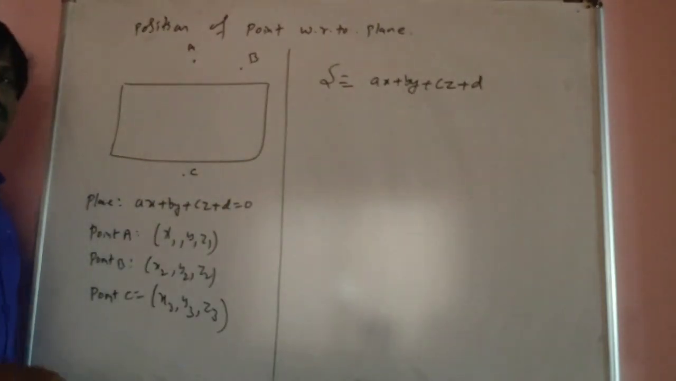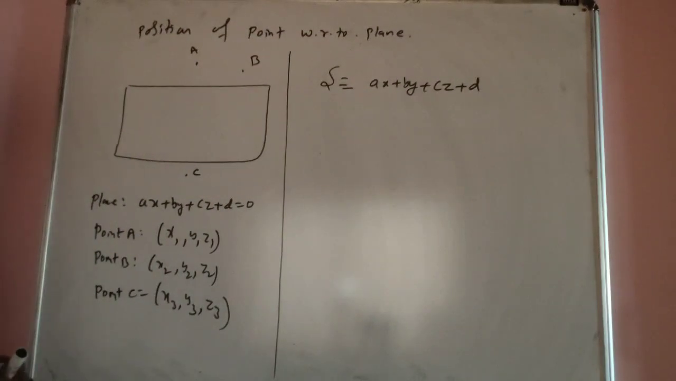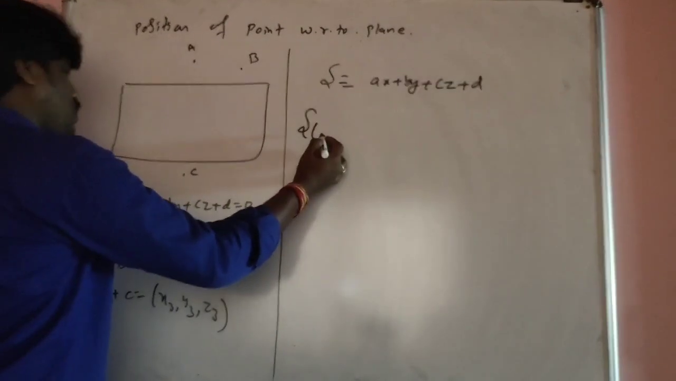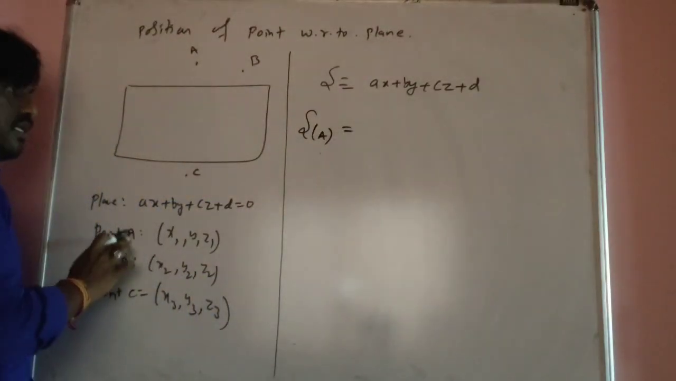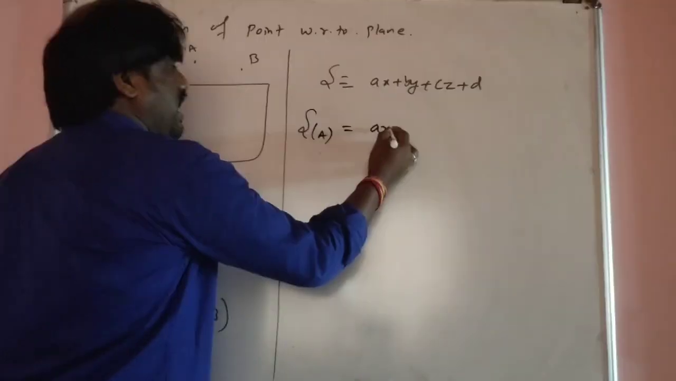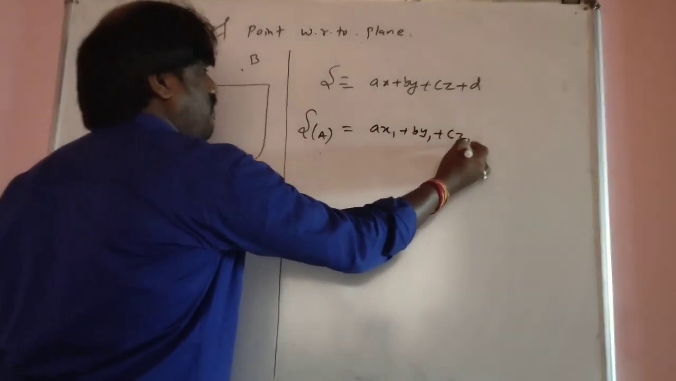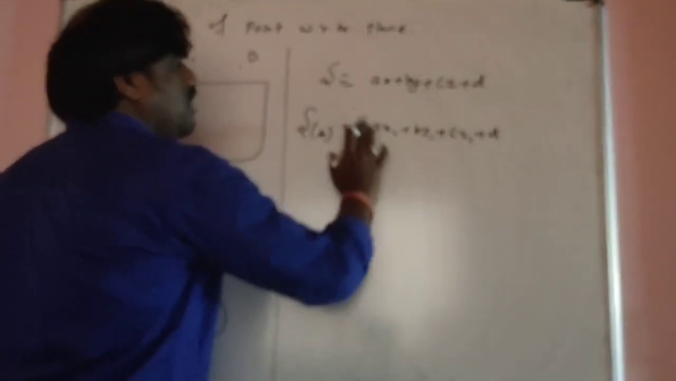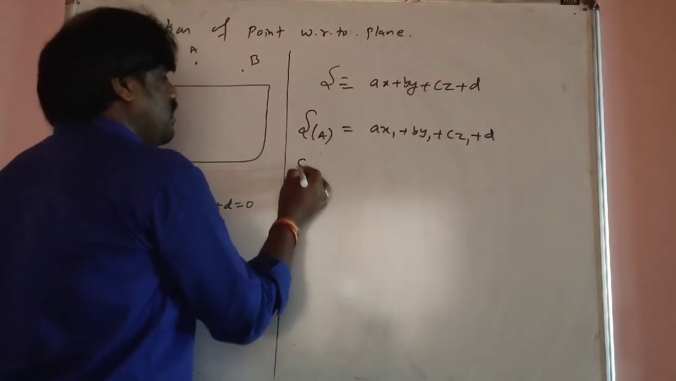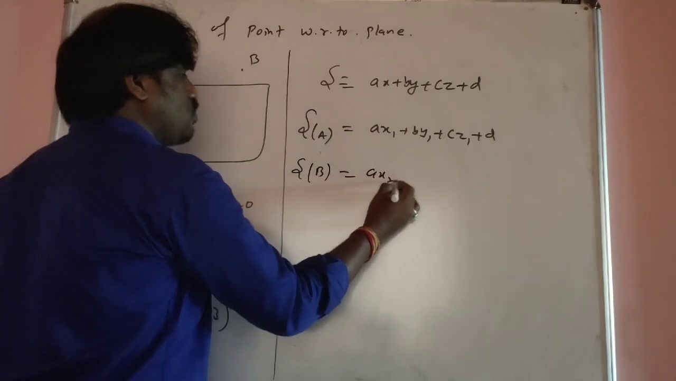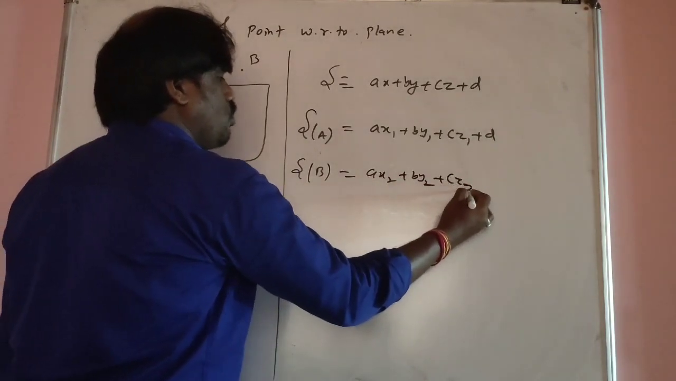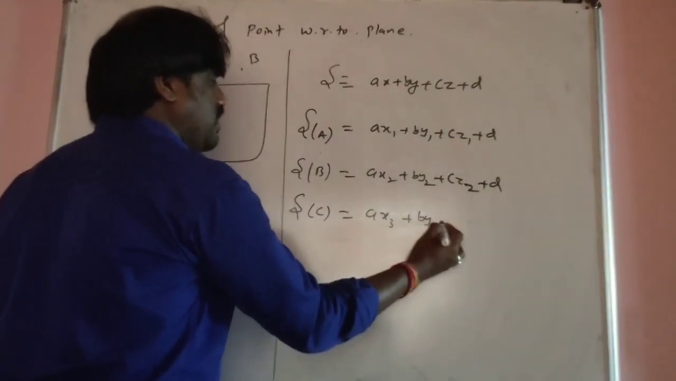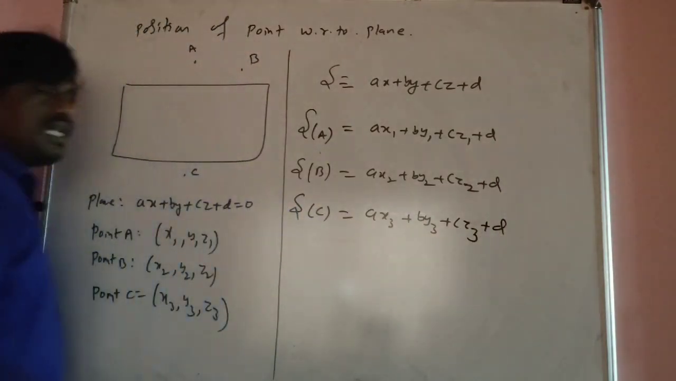Let us consider this plane as S is equal to AX plus BY plus CZ plus D. You can take W also, no problem. So in S, if I substitute A, SA will be AX1 plus BY1 plus CZ1 plus D. In the place of X, I get X1. So these are numbers; you get one number here. Now SB, if I substitute, I get AX2 plus BY2 plus CZ2 plus D. If I substitute C, then I get AX3 plus BY3 plus CZ3 plus D.